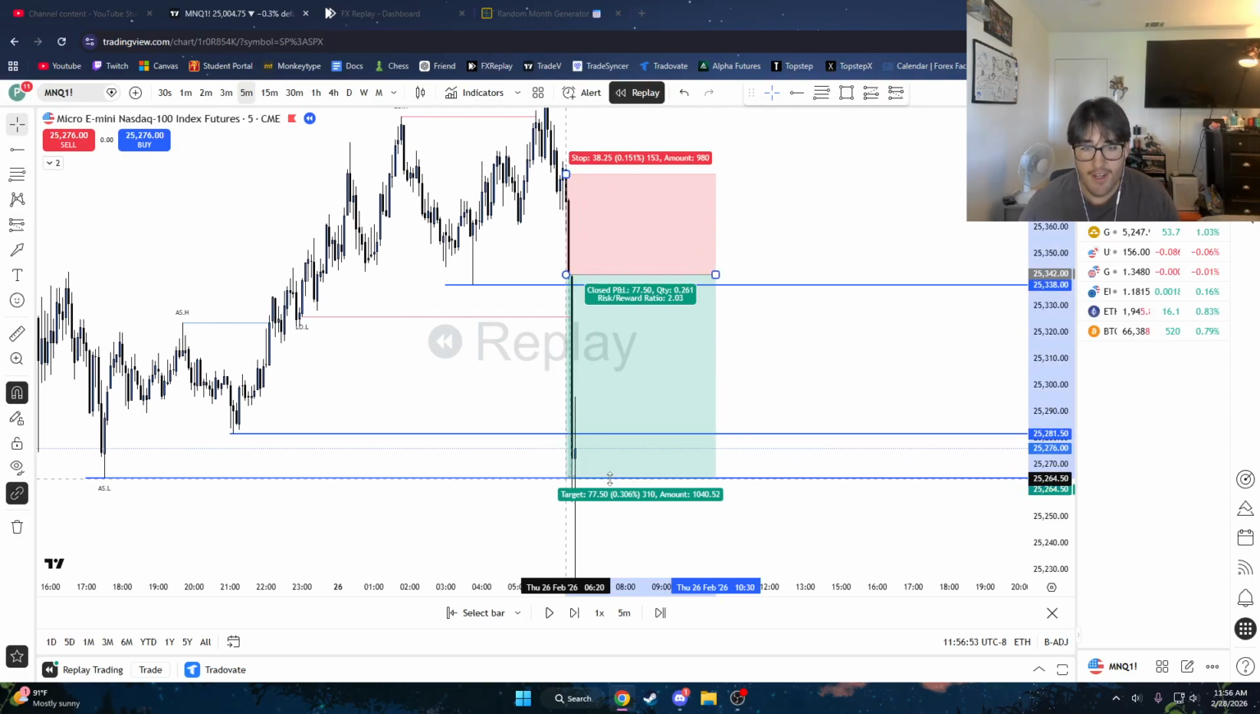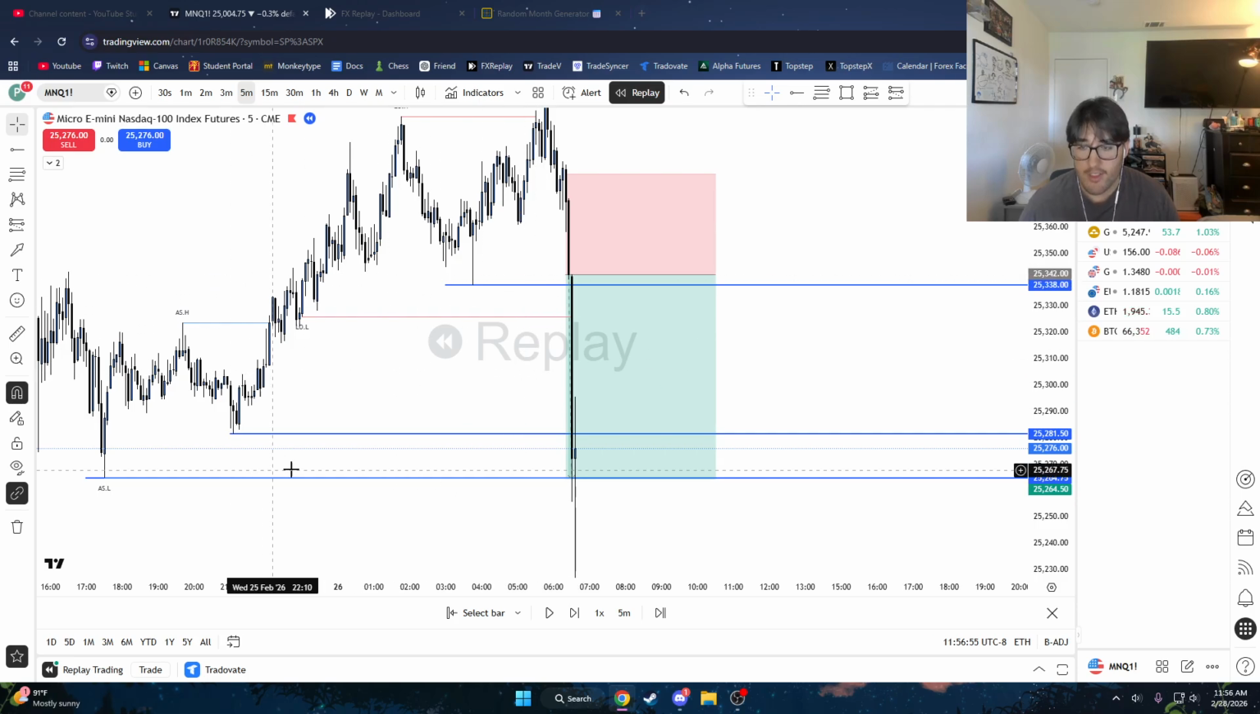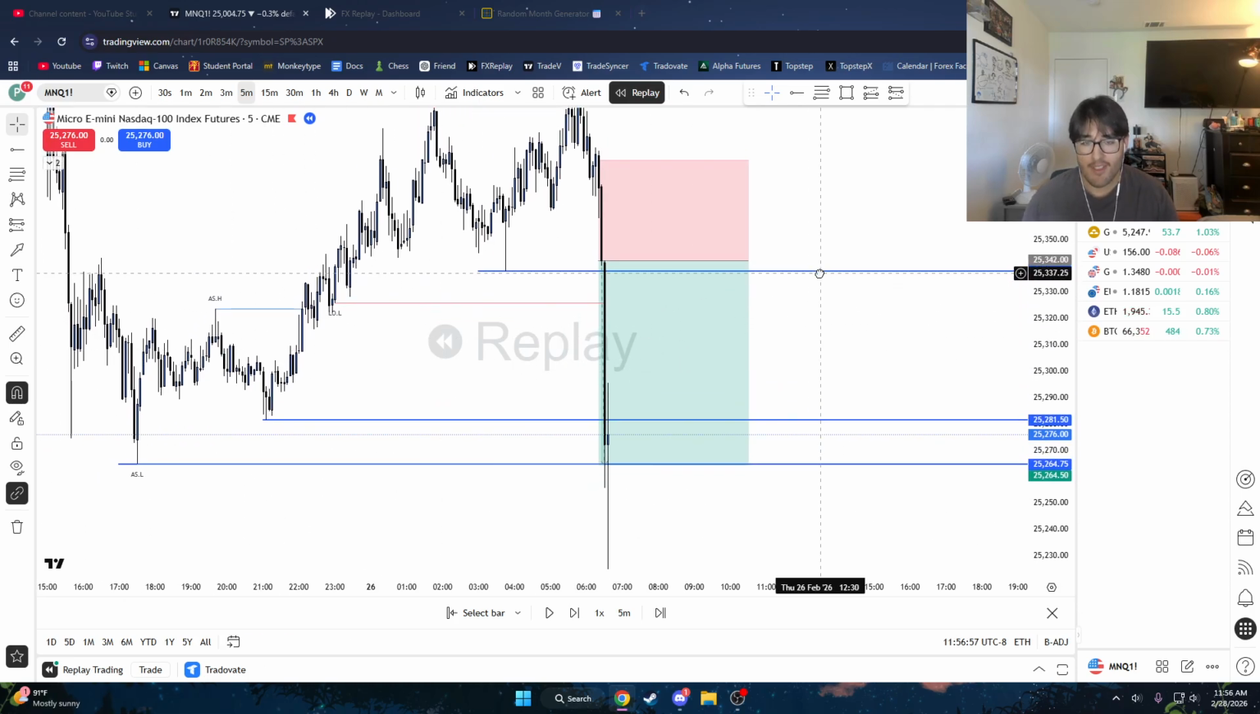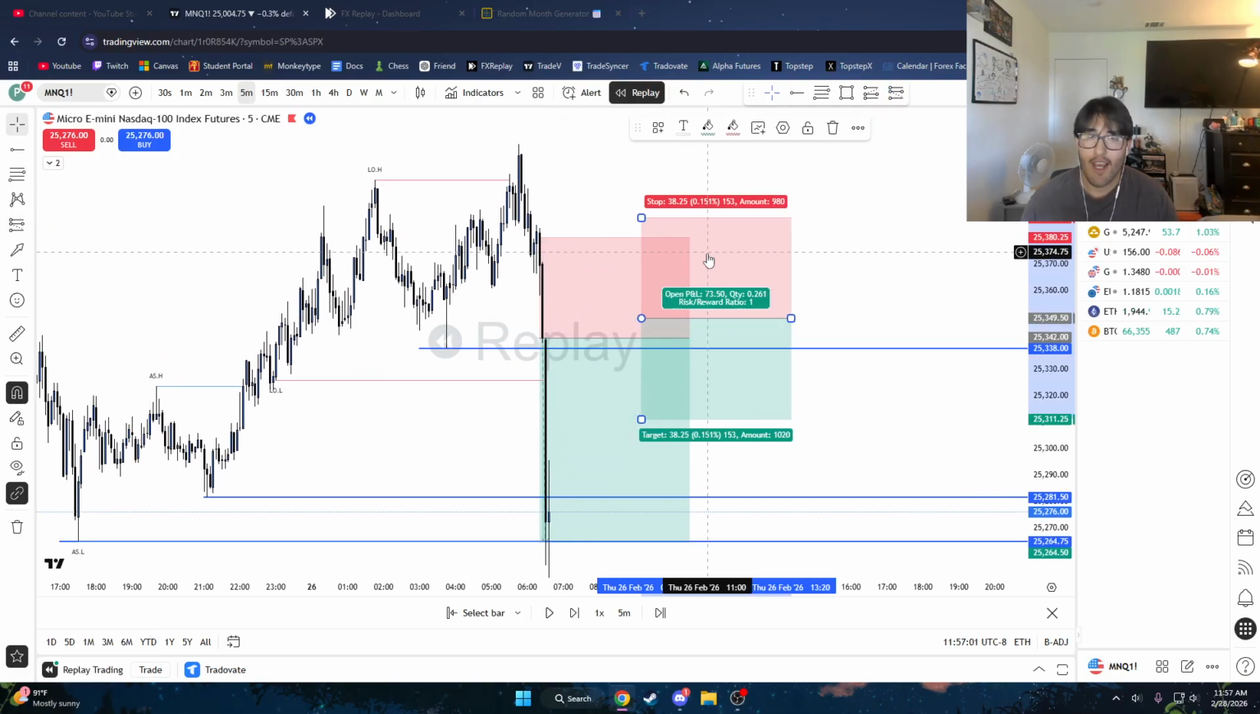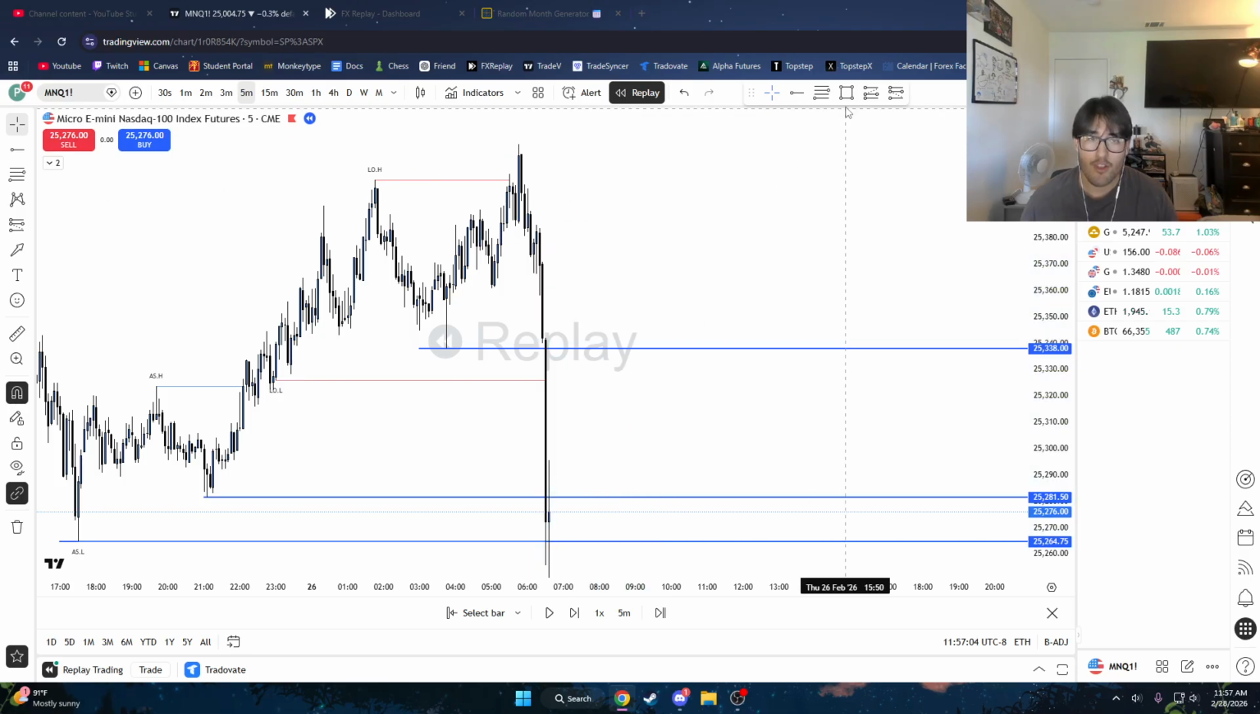So you could have taken an entry towards these draws down here. It's as simple as that, right? And then usually you'll see a retrace towards a gap. Let me show you guys.